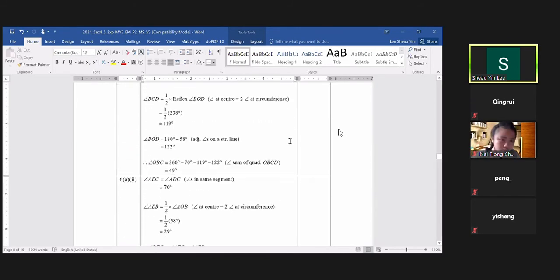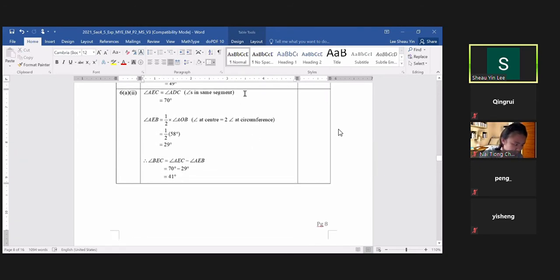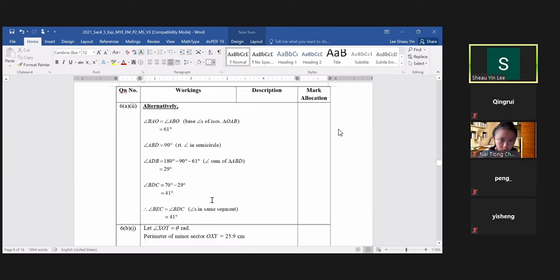Okay, done already. Then number 6, II, the answer is 41. Mr. Kwa plays with angles in the same segment. I think he talked about some butterfly thing. Same segment. Then after that, angle at center is twice angle at circumference, times 2. Center is always 2 times, frankly speaking. Then you minus away, you get 41. Some of you, of course, didn't follow this method. You actually used another method. So long as it works, marks will be given. Alternatively, a longer method. You have many ways of doing it, frankly speaking. Not everybody does the same. 41 makes sense. You get the marks already.